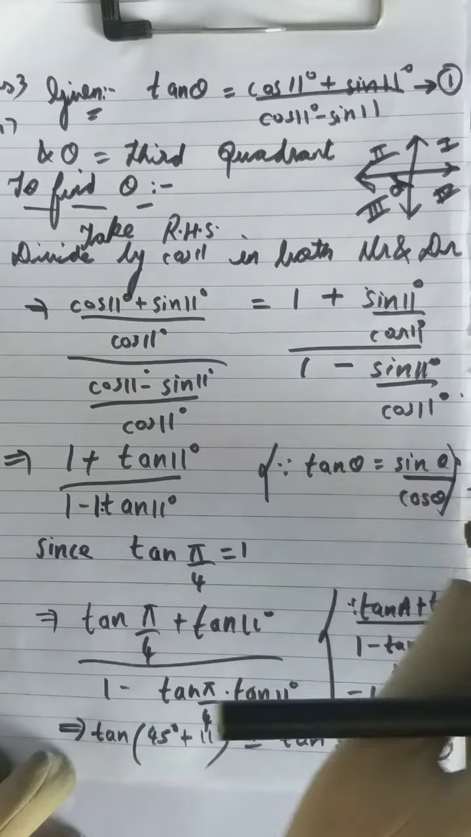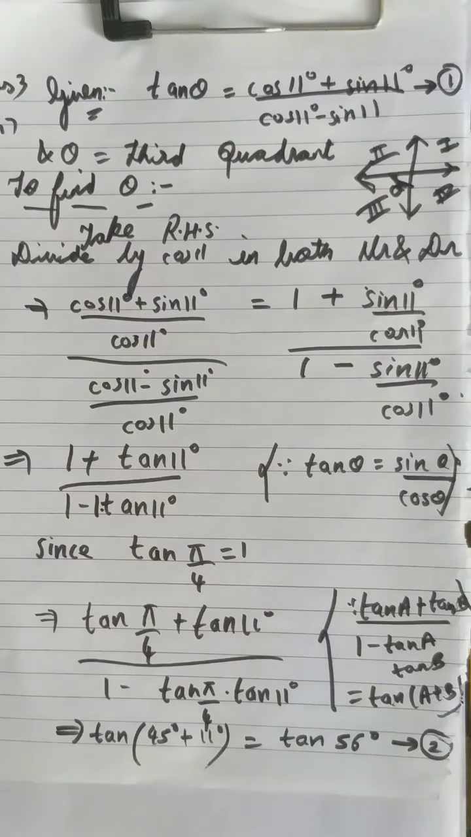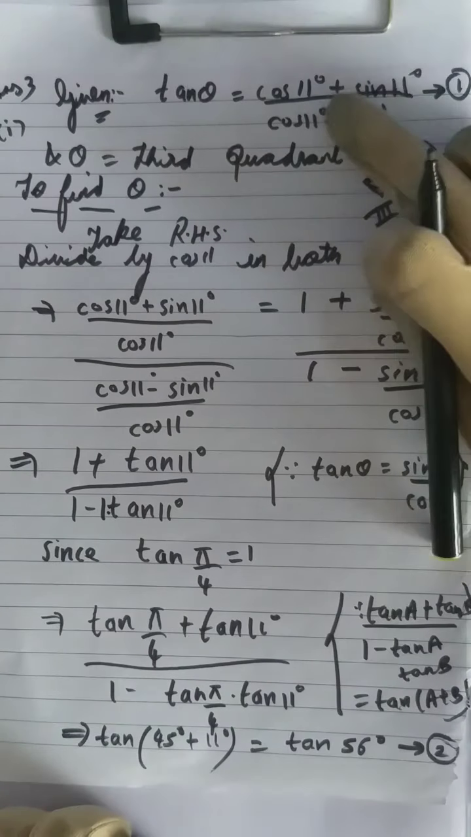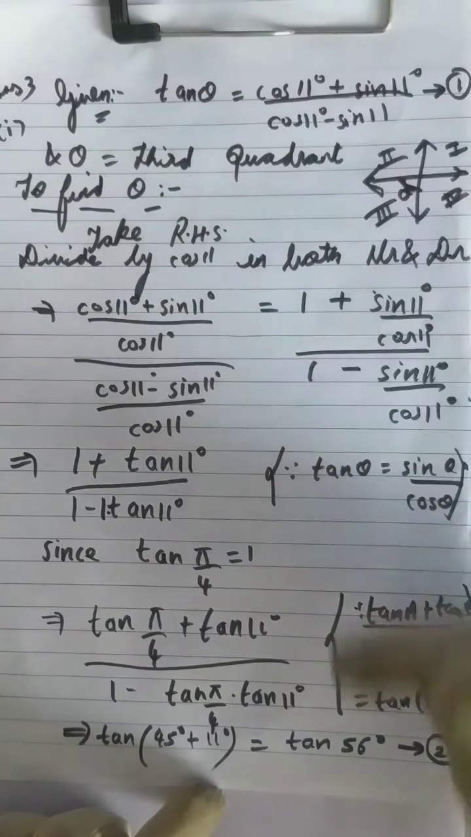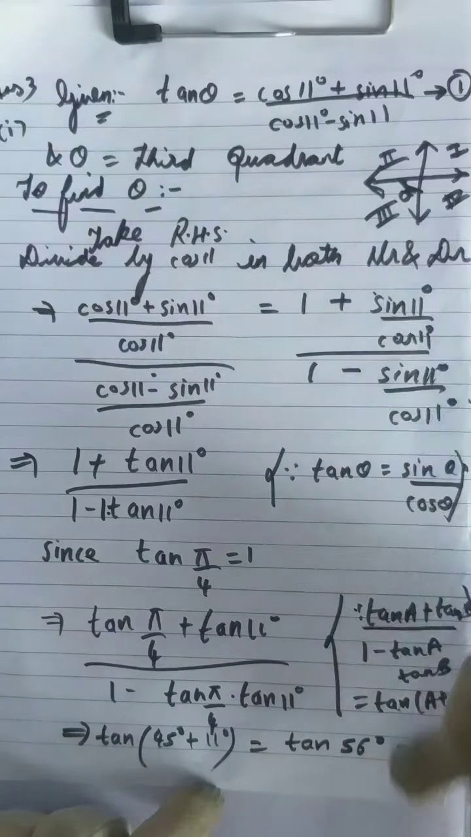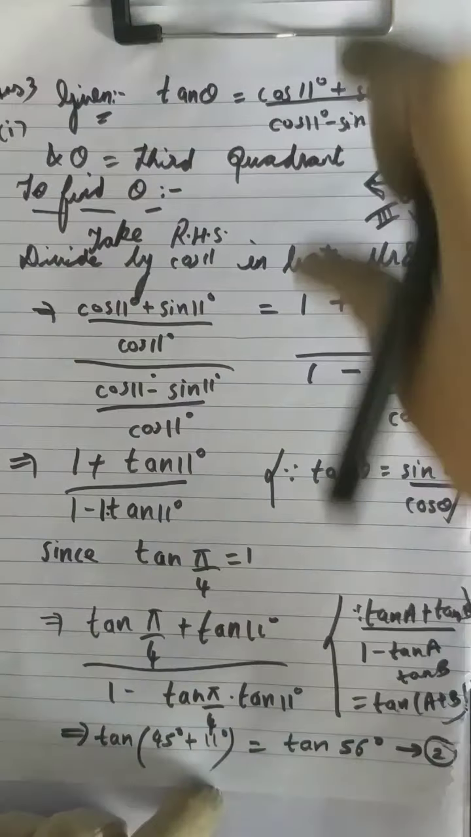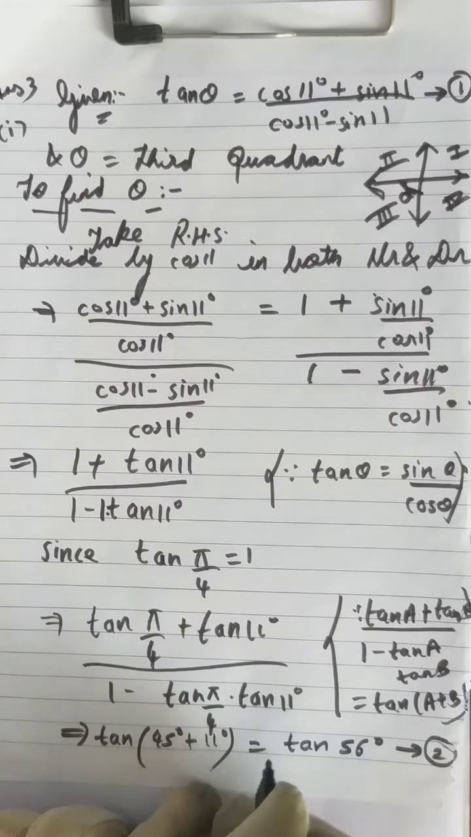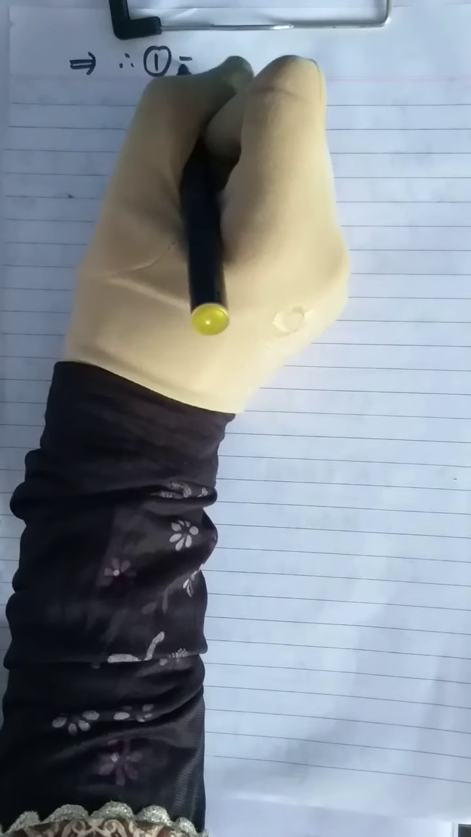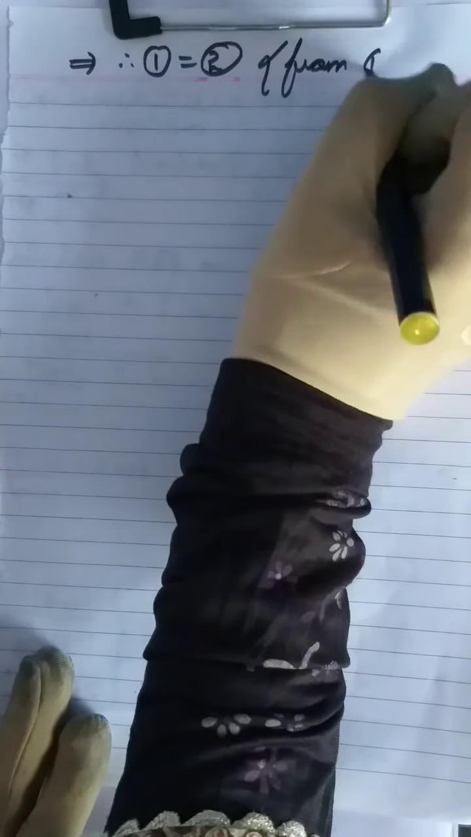So we can say here the first equation and second equation are the same. How? Because here (cos 11 plus sin 11) by (cos 11 minus sin 11) has the value tan 56, and on the LHS we have tan theta. So we can say both are equal. From this RHS only we got this answer. So we can say the first equation and second equation are equal. Therefore, first equation equals second equation, or from 1 and 2, anything you can say.